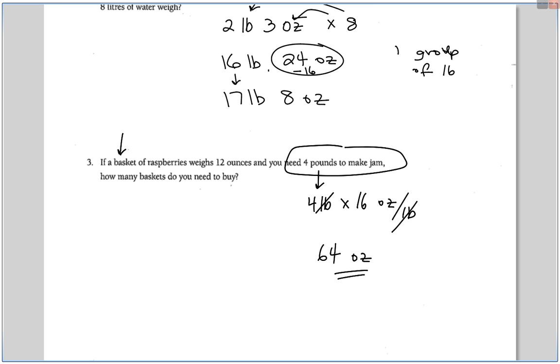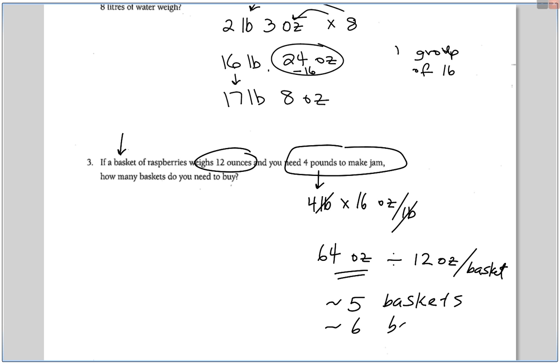You have one basket that's worth 12 ounces. So divide by 12 ounces per basket. 64 divided by 12, and you get just over 5 baskets. You might have to round it up to 6 baskets because it's 5.333, so 5 baskets wouldn't get you enough. So depending on what the situation would require, it's 5 or 6 baskets.